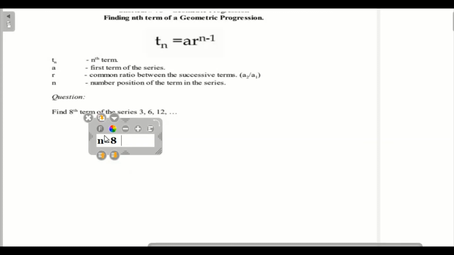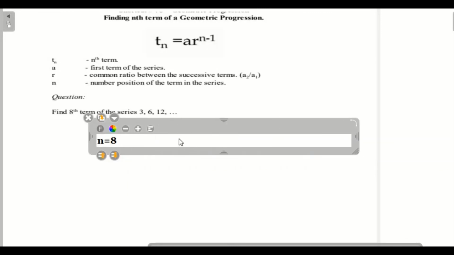Then we have the value of a. So value of a is the first term. So value of a equal to 3. Then r. So r is the common ratio between the successive numbers. So we have to find the ratios between the successive number. That is, we have the number here 6 by 3. So here the common ratio will be 2. So we have to use it in the formula.